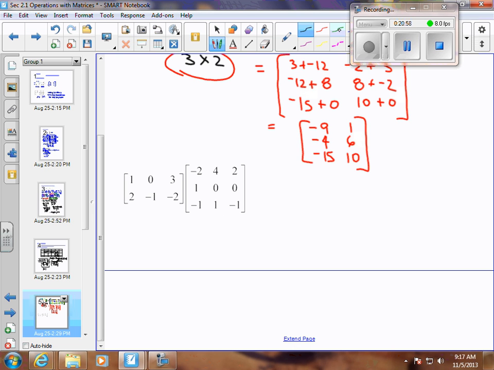In the next example, I have a matrix with 2 rows and 3 columns. I'm multiplying it by a matrix with 3 rows and 3 columns. The multiplication can be done. This time, I will have a 2 by 3 matrix. 2 rows. Rows go across, 3 columns. Columns are vertical.